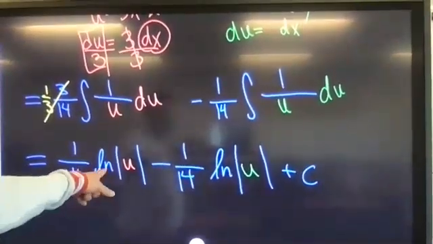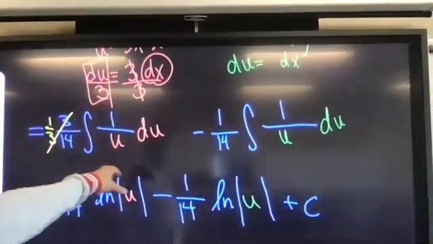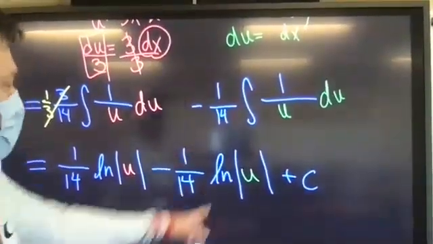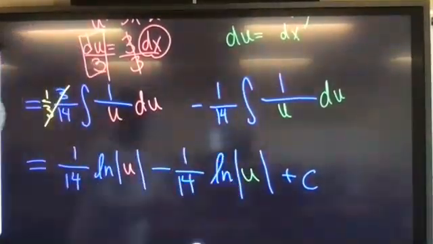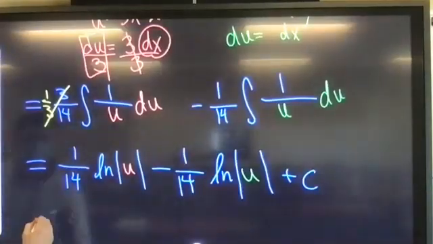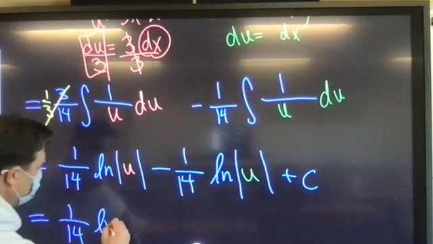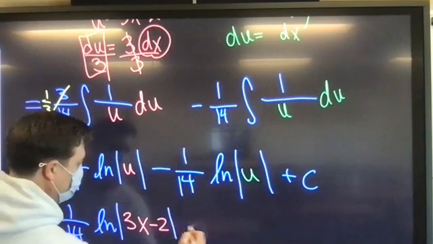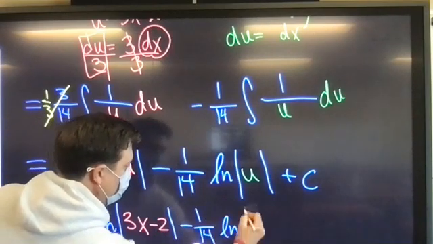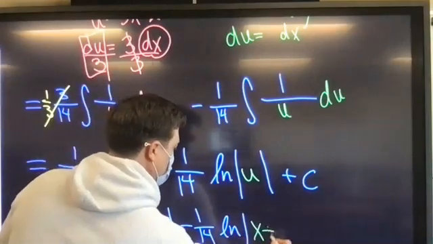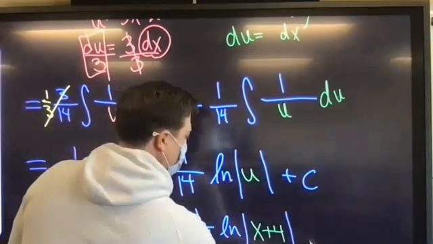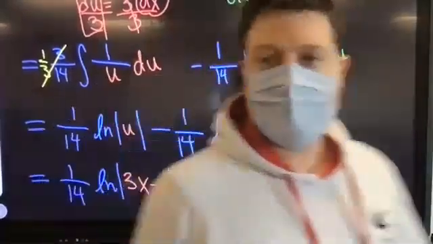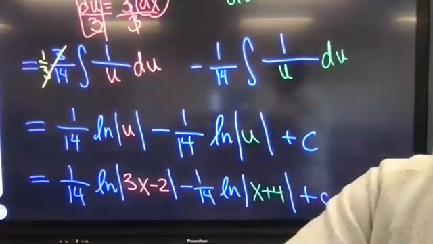Now continue on. U, we've identified up above as, well, if I can scroll right, 3x minus 2. And then this u as x plus 4. So we're going to put them all back in. Here is our final answer. It is... All right. We'll leave it with that.